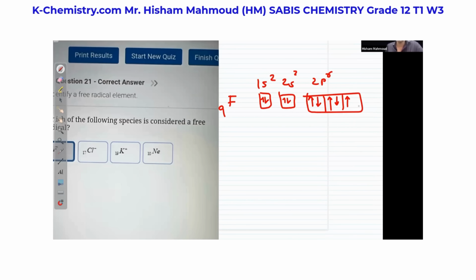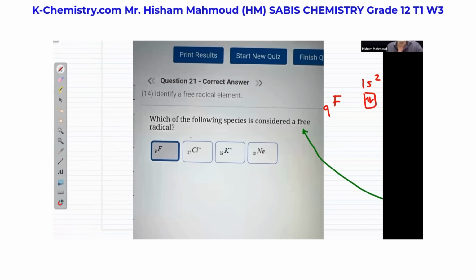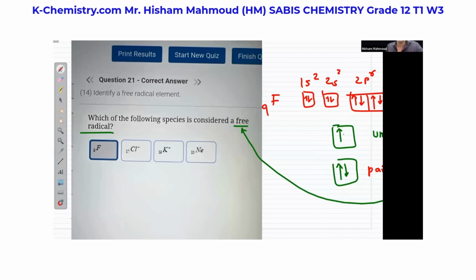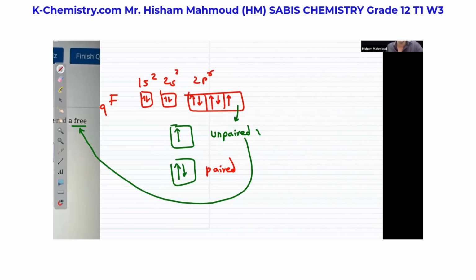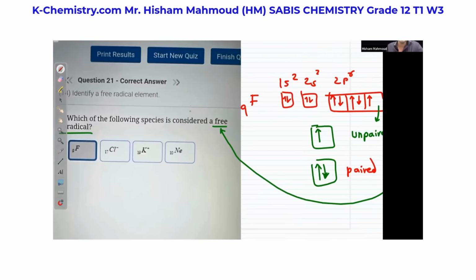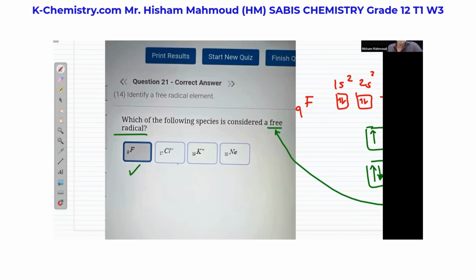If there is one unpaired electron, it's not free, it is an unpaired orbital. What is the meaning of unpaired? It means it has 1 electron inside it, not 2 electrons. If it has 2 electrons, it's called paired. If it is unpaired, then it is called a free radical. So the element that has an orbital with unpaired electrons, meaning not 2 together, is called a free radical. When we checked the other 3 last time, they were not free, so you can do it yourself.